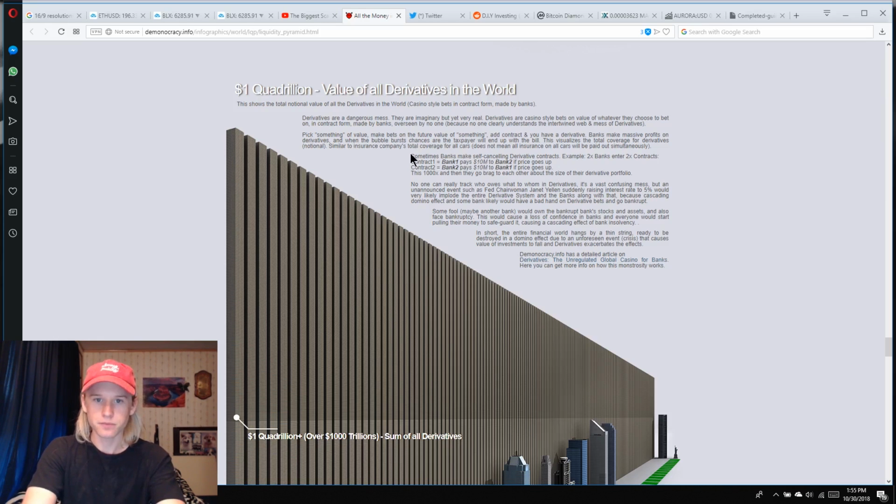Sometimes banks make self-canceling derivative contracts. Example: Bank 1 enters two contracts with Bank 2. Contract 1: Bank 1 pays 10 million to Bank 2 if price goes up. Contract 2: Bank 2 pays 10 million to Bank 1 if price goes up. They do this 1000x, and then go brag to each other about the size of their derivative portfolio. No one can really track who owes what to whom in derivatives.